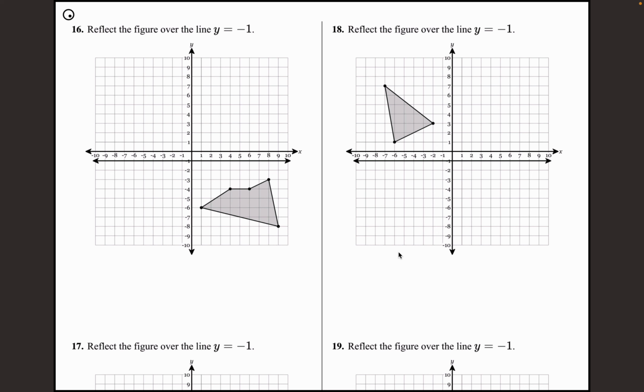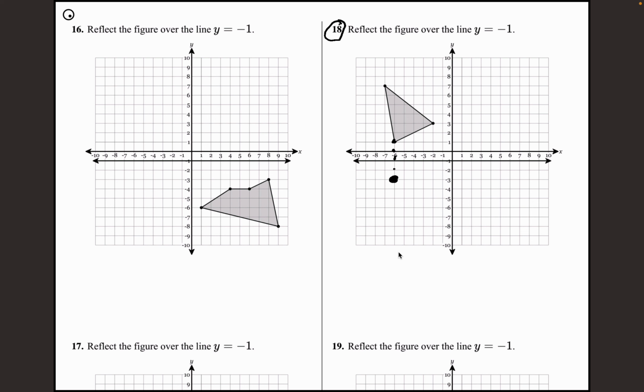Okay, so number 18, it says we have to reflect over the line of y equals negative 1. So we need to find how many points from each point we need to reflect over. So if I look at this point right here, it's on 1. It's on our 1 y. So we need to count how many it goes down. So it goes down 1, 2. Then I just need to go down 1, 2, and this is where my new point's going to be.